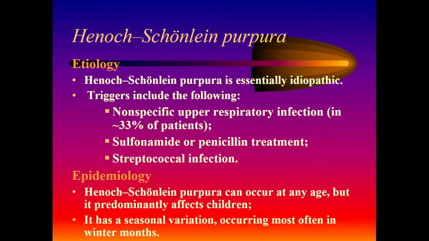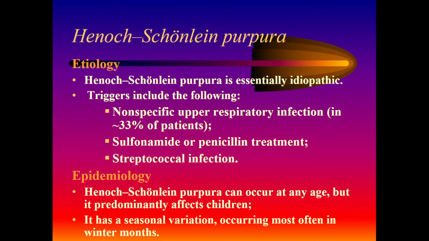Schönlein-Henoch purpura. The purpura is essential idiopathic. Triggers include the following: non-specific upper respiratory infection in nearly 33% of patients, sulfanilamide or penicillin treatment, streptococcal infection. These are triggers for Schönlein-Henoch purpura.